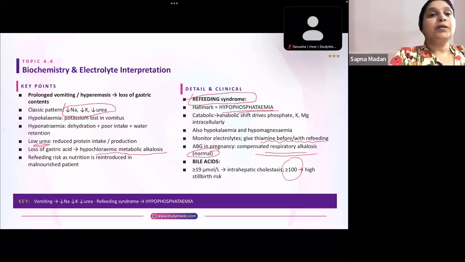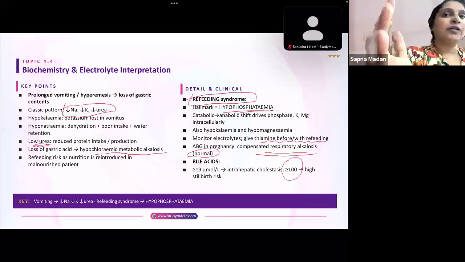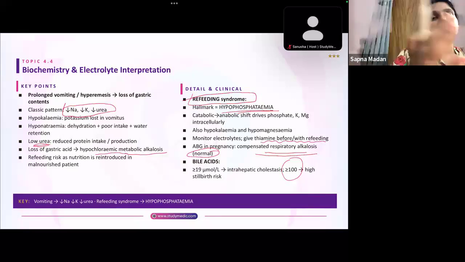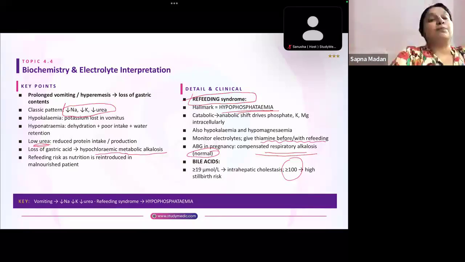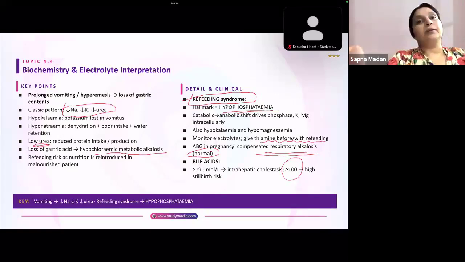Okay, so till 100, the risk is as much as the background population, as much as the patient who doesn't have intrahepatic cholestasis. But once it crosses 100, then the risk increases, and then you consider the patient to be delivered by 35 to 36 weeks.